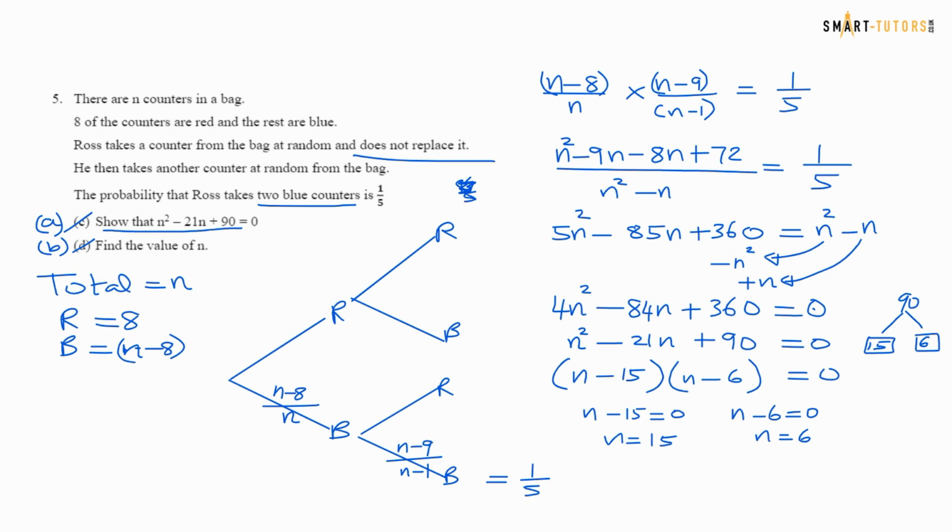Now think about it, red is 8 already, so the number has to be more than 8. So this is not possible. So 6 is not possible and n equals 15 is the answer.